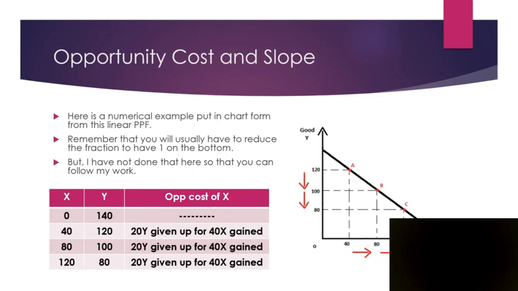If we go from 0 to 40x, we have to give up 20y. And if we go from 40 to 80x, we still give up 20y. And if we go from 80 to 100x, we give up 20y. In each case, we gain 40x, we give up 20y. That's where that constant opportunity cost is coming from. That's slope being constant along a straight line.